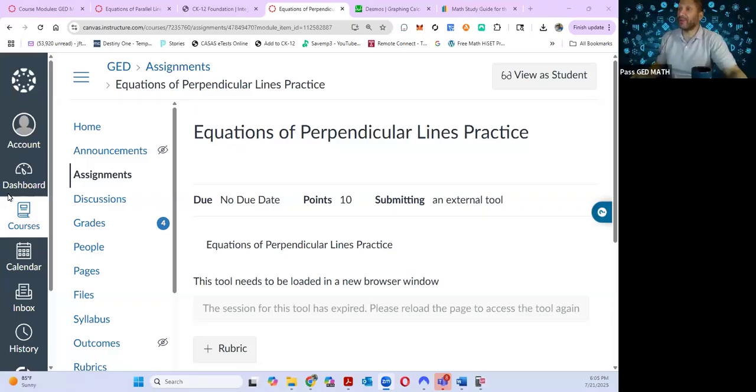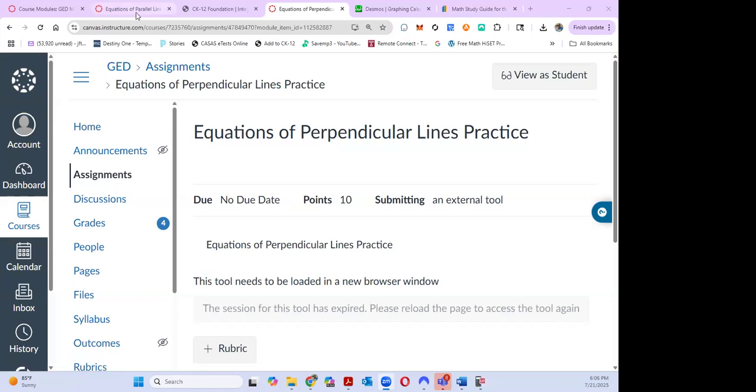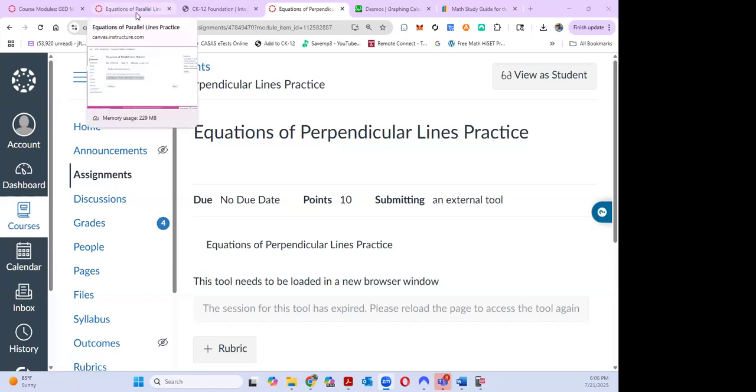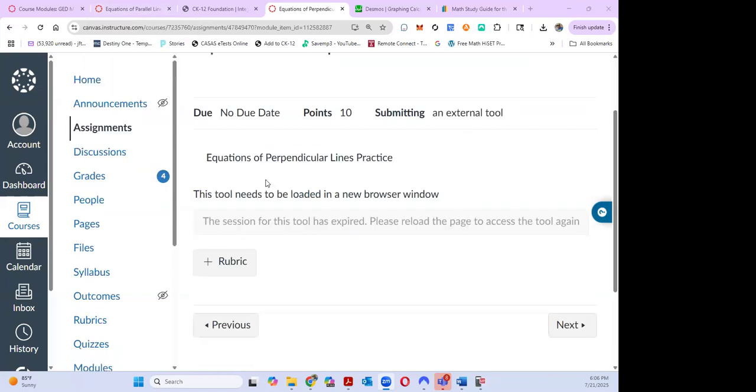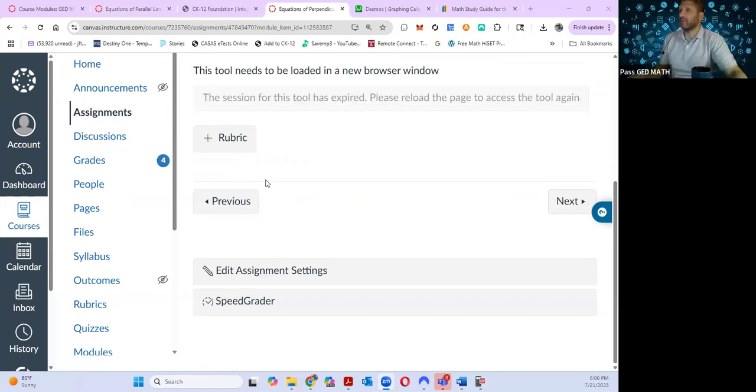Your linear equations? Yeah, I'm still hooked up on that. And what do these equations of perpendicular lines... And yeah, that too. Okay, let me refresh this.